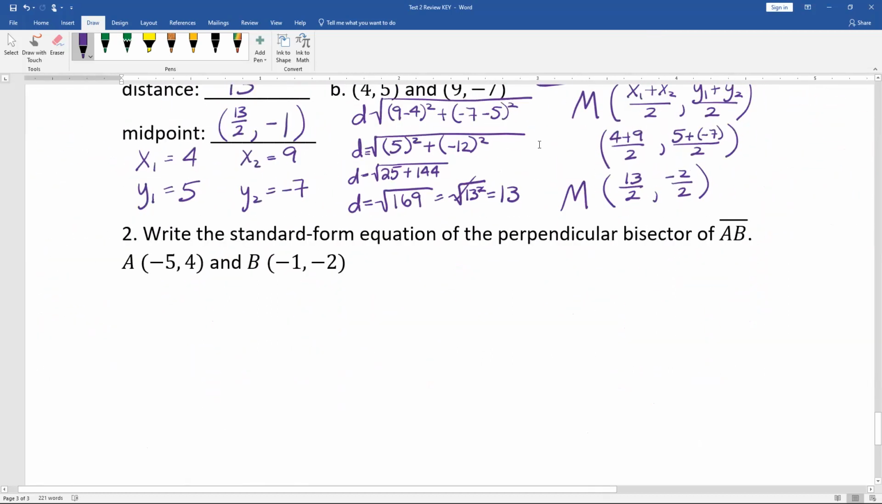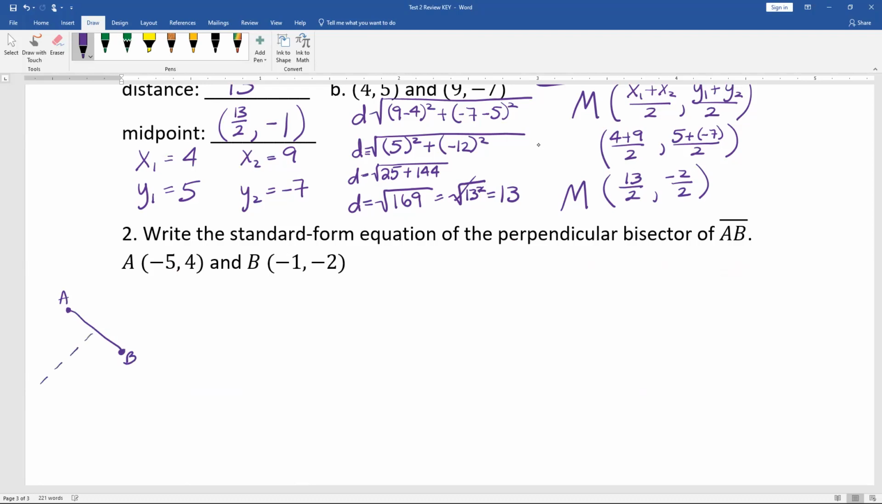All right, so we have this again. We want a standard form equation of the perpendicular bisector of our line segment AB, where A is at the ordered pair -5, 4, and B is at the ordered pair -1, -2. All right, so I like to have some sort of visual aid. So let's say this is A and B. And then we want an equation for the perpendicular bisector.